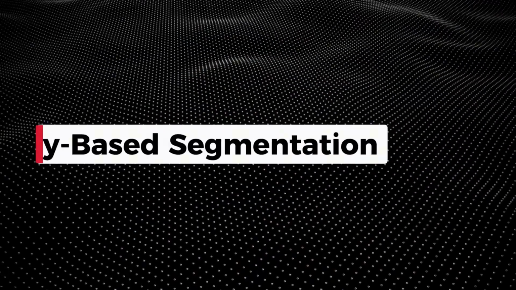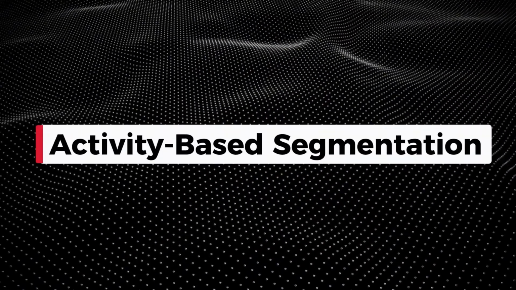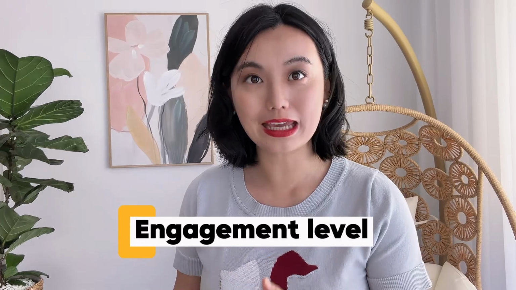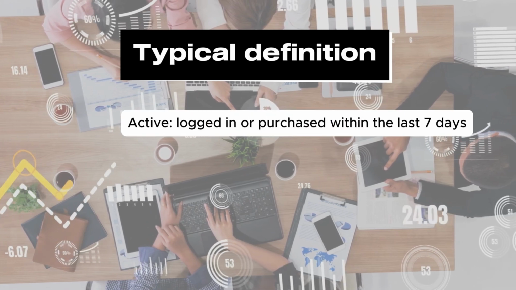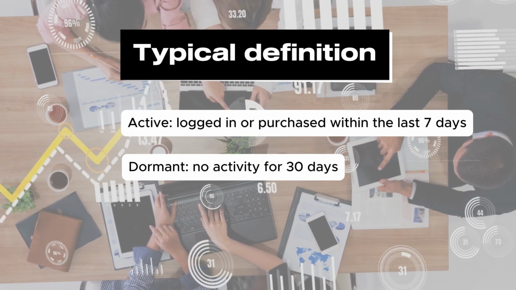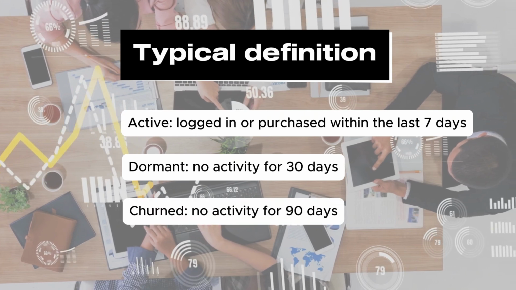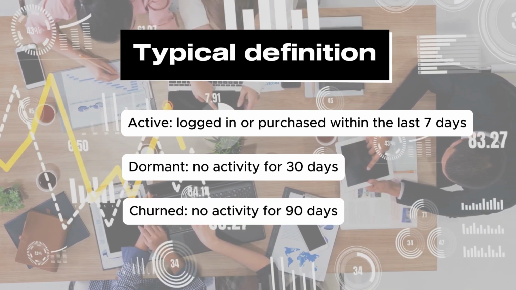The second way to do segmentation is based on activity. This one focuses on engagement level. Typical definitions include active user, logged in or purchased within the last 7 days. Dormant customer, no activity for 30 days. Churned customer, no activity for 90 days. This segmentation often drives retention strategy. When growth slows, the real problem is often hidden in engagement segments.